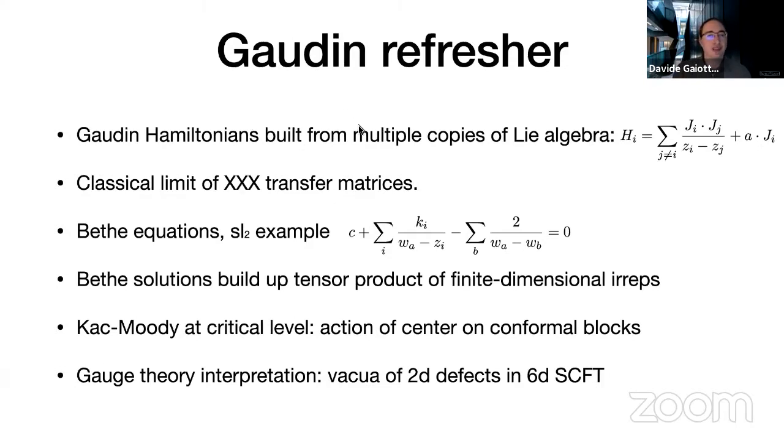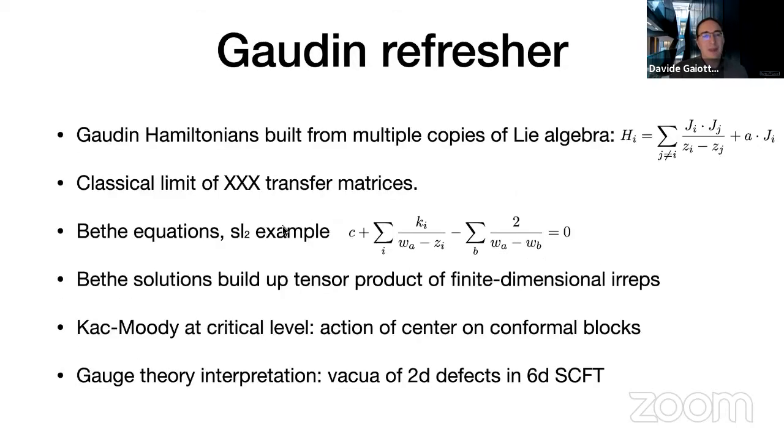The reason the Gaudin model gets tied up with the Geometric Langlands program is that these Hamiltonians and this integrable system appear when you study the conformal blocks of Kac-Moody at critical level. In gauge theory, it comes up when you study the ground states of a collection of boundary Wilson lines sitting on a Neumann boundary condition in N=4 super Yang-Mills.